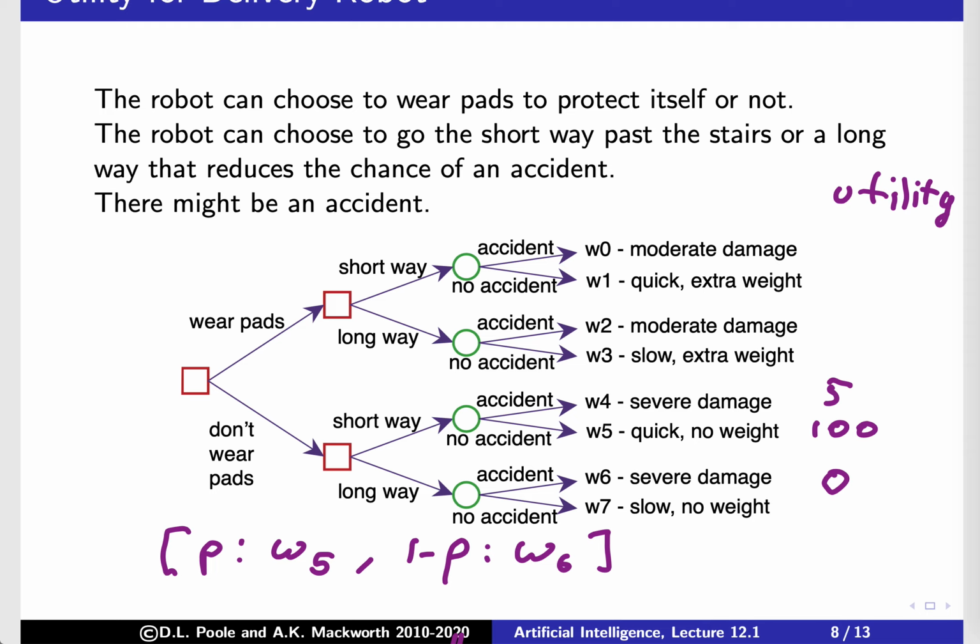The other bad ones are the ones where we have moderate damage. Suppose moderate damage is not nearly as bad. If you look at how much you prefer it to a lottery between severe damage and being really quick, then maybe it's around, say, 40.